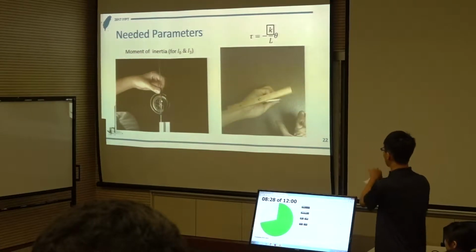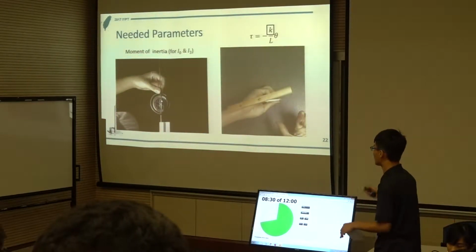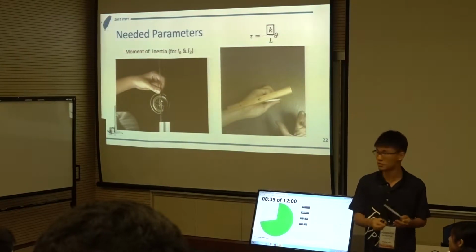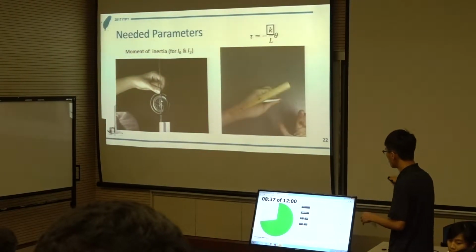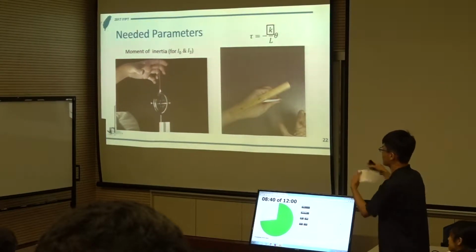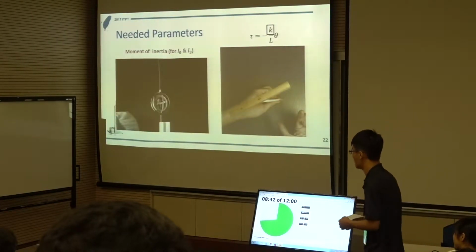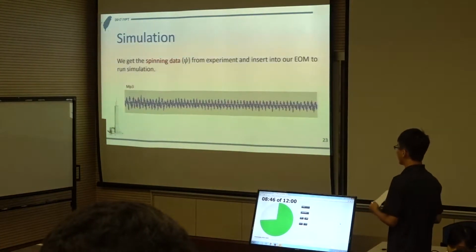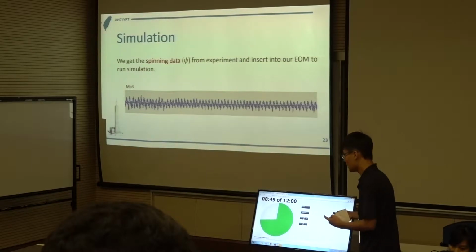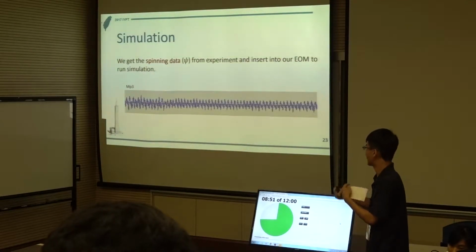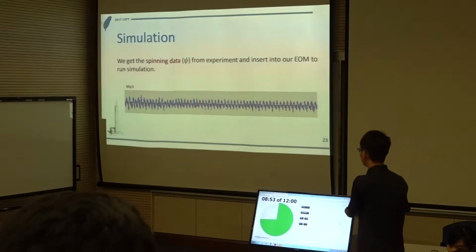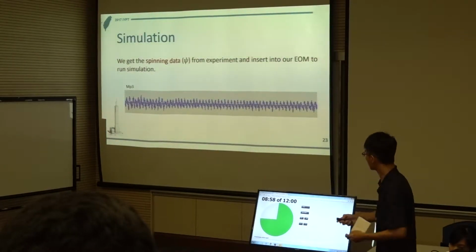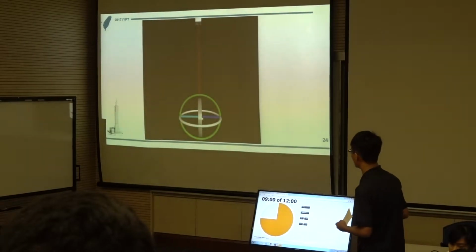And after we get the torque of the torsional strap, we can easily use torque equals moment of inertia times angular acceleration to get the moment of inertia of the gyroscope, as this video shows, and we can get this moment of inertia. And we get the spinning data, which is C, from experiments, and insert it into our equation of motion to run the simulation. And this is what our simulation looks like.